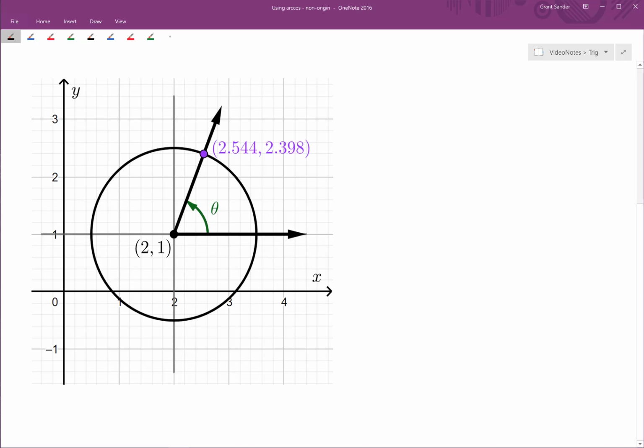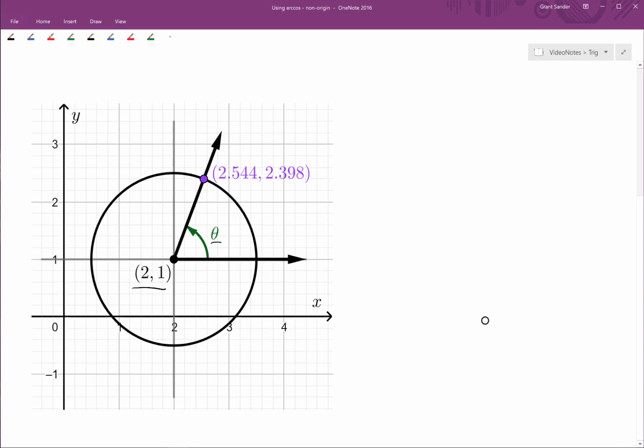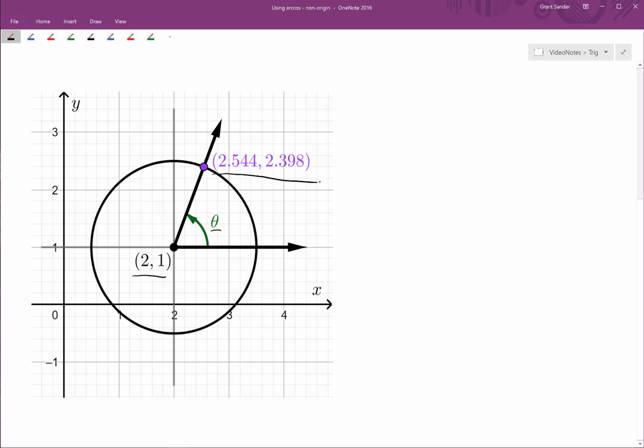Let's consider the following diagram. We have an angle whose vertex is at (2, 1). It has a measure of theta radians. We don't know that value, but we know the terminal point of this angle along this circle. And if we look at this circle, notice that the center has an x-coordinate of 2, and the right side of that circle has an x-coordinate of 3.5, and therefore the radius of that circle should be 1.5 units.